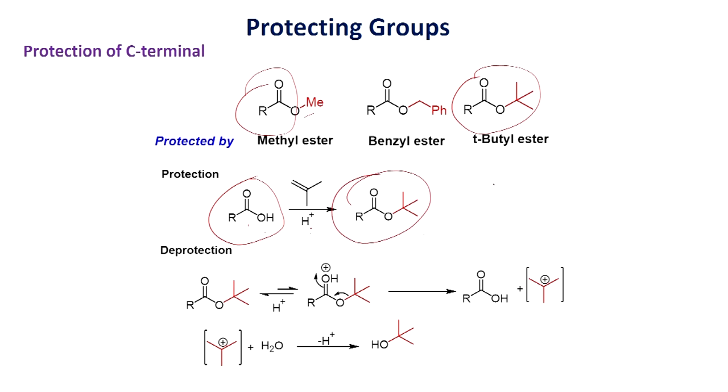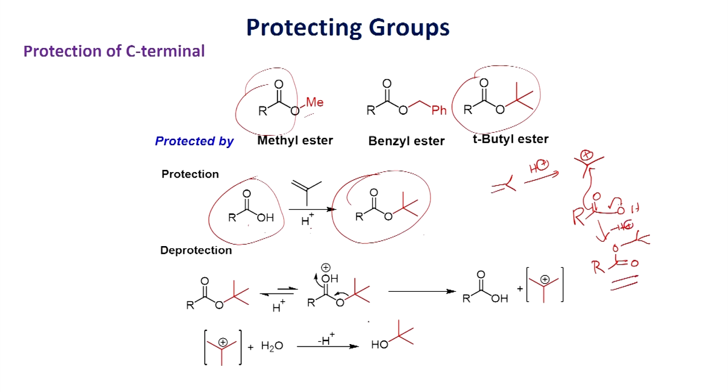Then you will be able to form this tertiary butyl ester. As all of you know very well, when you take this isobutene and react it with carboxylic acid in acidic medium, first it acts as a nucleophile and undergoes an addition reaction with this proton, then you will be able to form a tertiary carbocation. This is the electrophile. Once you form this one, now your acid can attack, and you will be able to form this ester as the product.